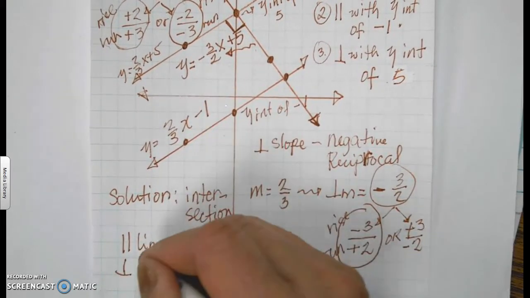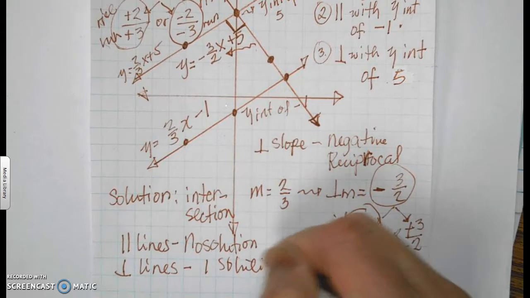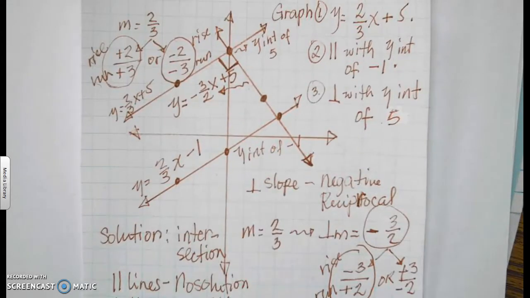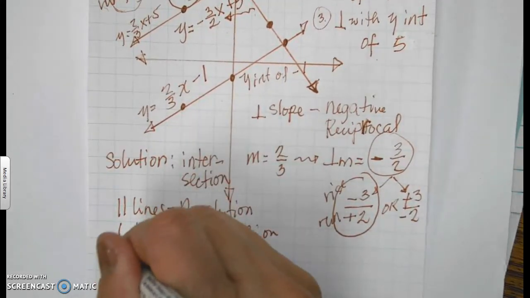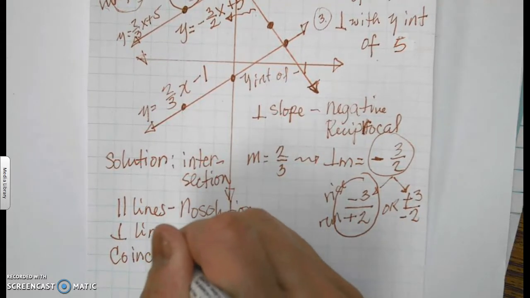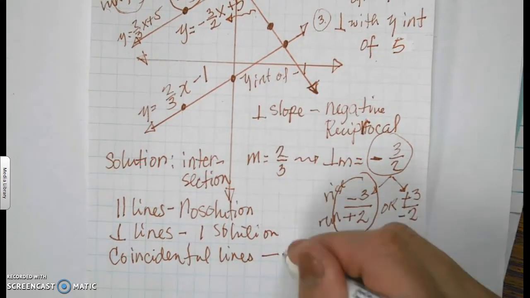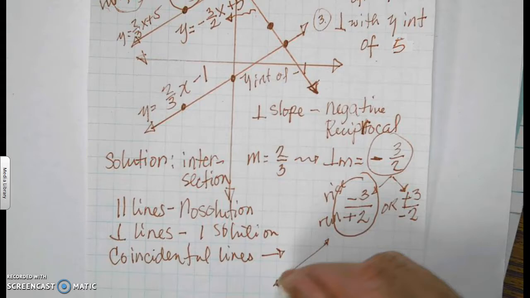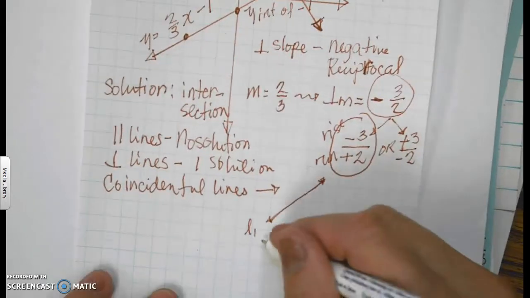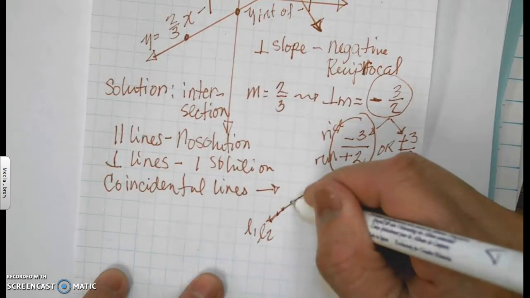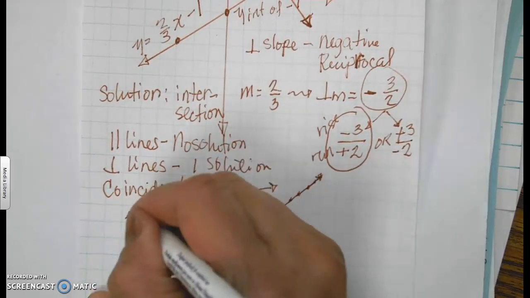However, perpendicular lines have one solution. Why one solution? Because they intersect at one point. Now, yesterday we spoke about coincidental lines. Coincidental lines are lines on top of each other. So if they're on top of each other, this is your line 1, but your line 2 is also on top of that. Then they intersect in every point. Coincidental lines then have infinitely many solutions.